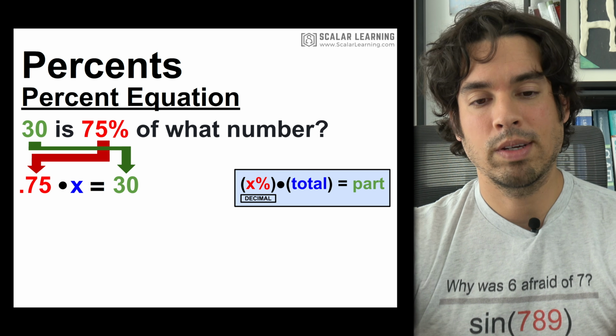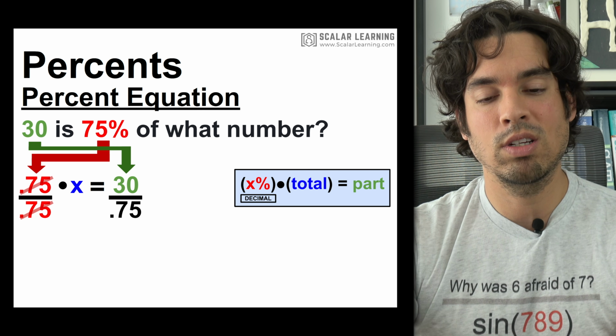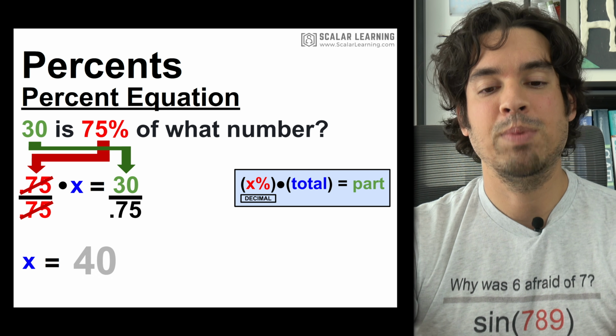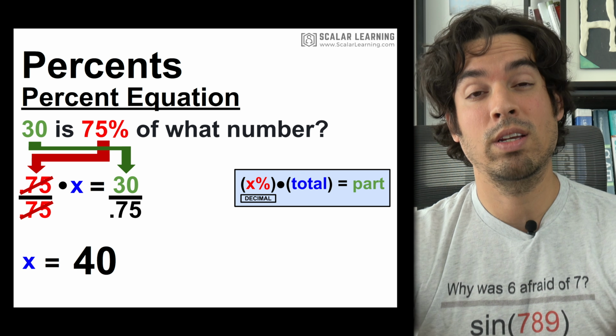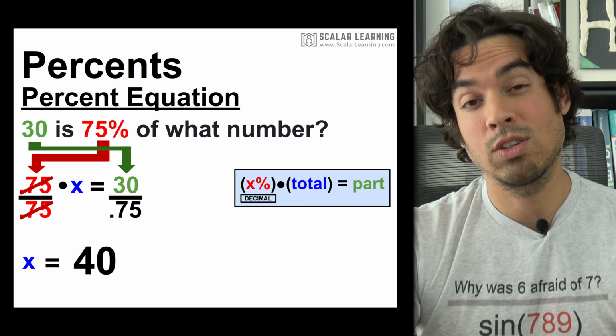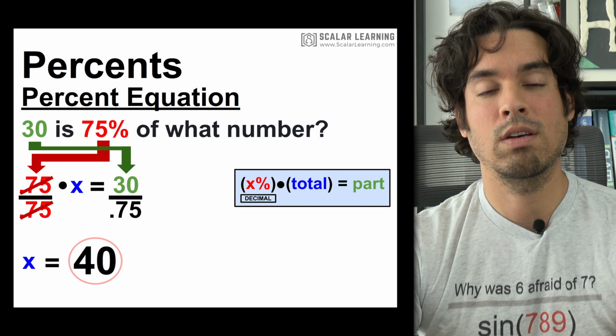Now what do we do? Of course we isolate, so we divide both sides by 0.75, and what do we get? 30 divided by 0.75 becomes 40. So there we go. 30 is 75% of 40, and that makes sense because 75% is really 3/4. So of course 30 is indeed 3/4 of 40.